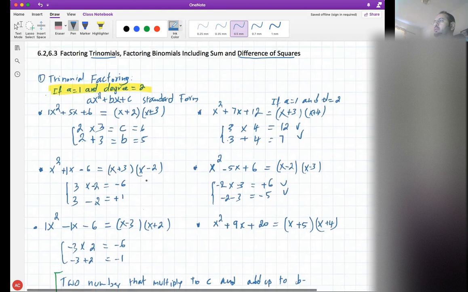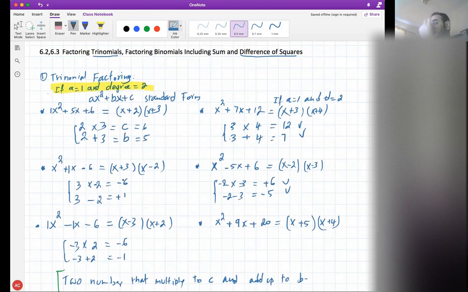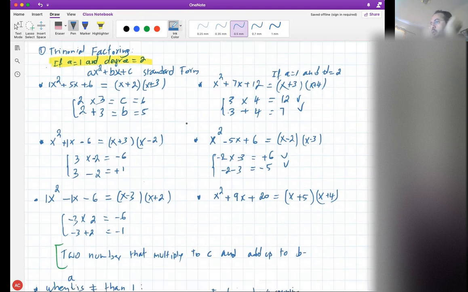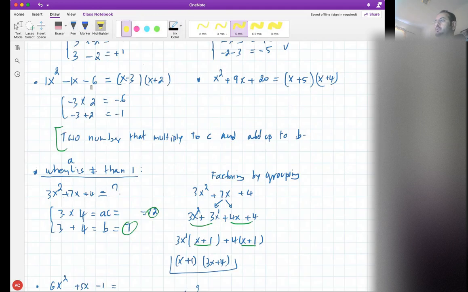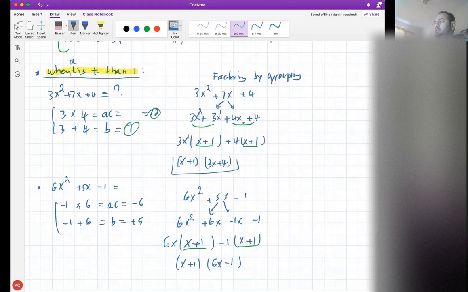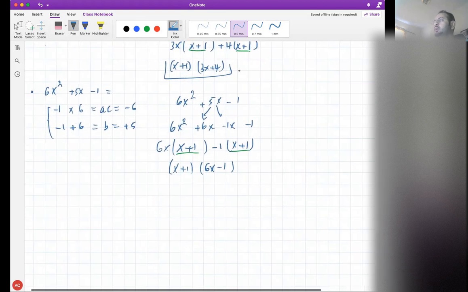After the GCF doesn't work, if you don't have a GCF, then you try trinomial factoring. First, check if a is 1. You do all this. But if a is not 1, then we first have to find two numbers that multiply to AC. The same numbers should add up to B. We split the middle term, use grouping and so on. That's basically how you factor trinomials when you don't have a GCF.